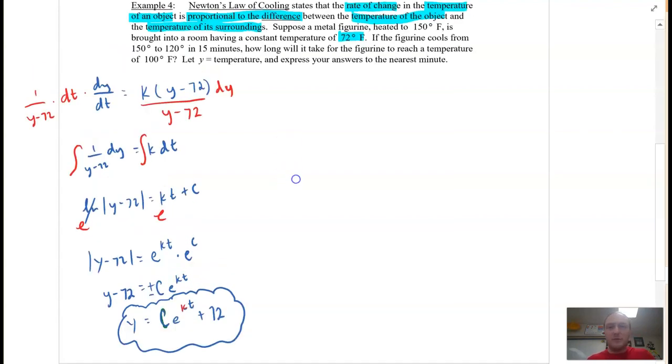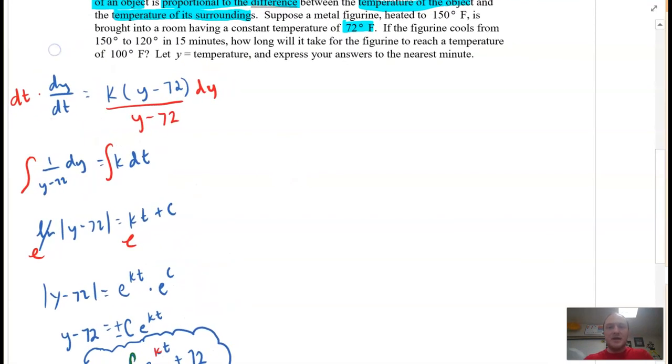Now, the first piece of information here says that the figurine cools from 150 degrees to 120 degrees in 15 minutes. How long will it take for the figurine to reach a temperature of 100 degrees Fahrenheit? And they say let y equal the temperature, express your answers to the nearest minute.